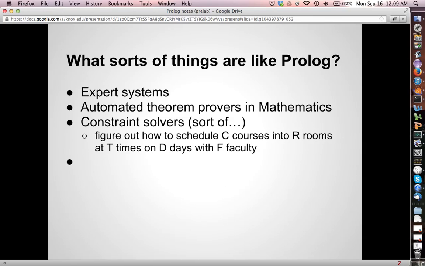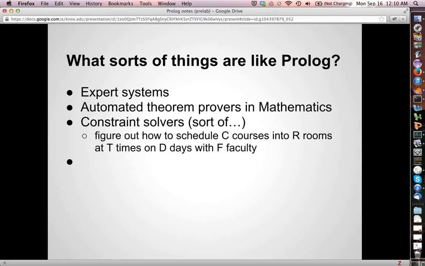Oh, what sorts of things are like Prolog? In other words, what problems lend themselves to Prologian solutions? Automated theorem provers in mathematics are an obvious choice. Different types of expert systems. Believe it or not, lots of GRE logic problems lend themselves to Prolog. Also, constraint solvers, or at least sort of constraint solvers.